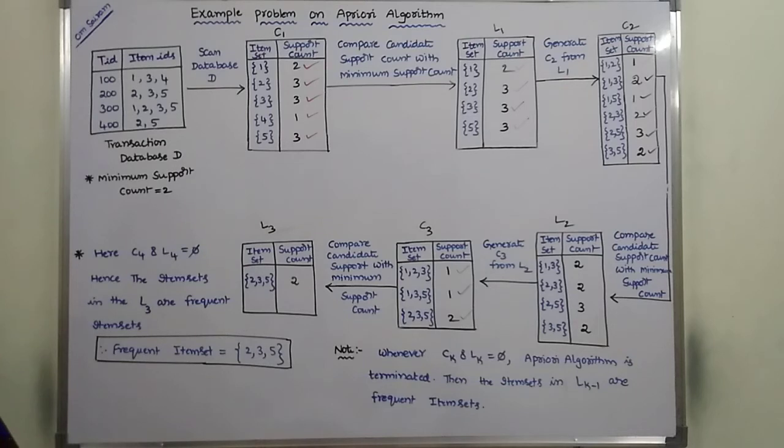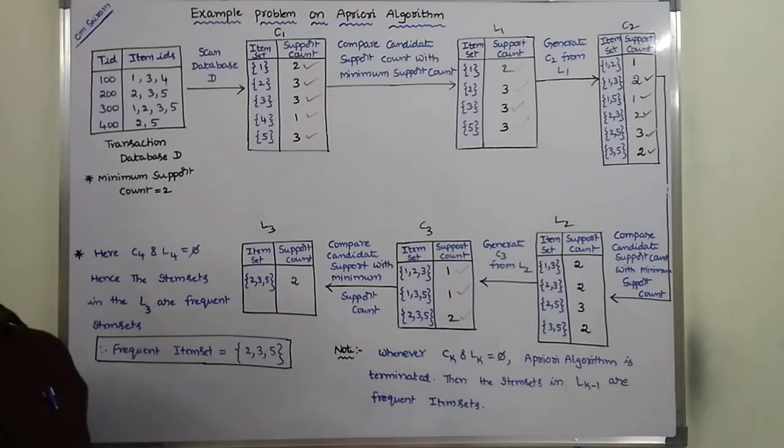So this is the description of the example problem on the Apriori algorithm.